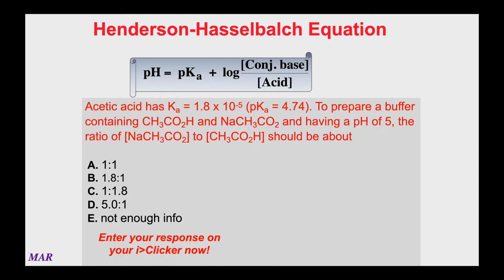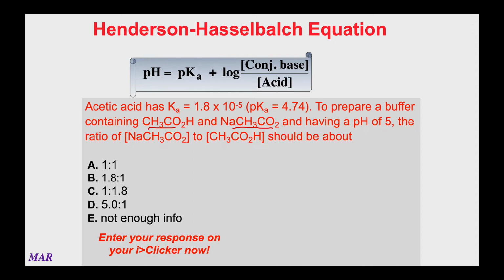Acetic acid has a Ka of 1.8 times 10 to the minus 5. Its pKa is minus log of 1.8 times 10 to the minus 5, which is 4.74. We're going to prepare a buffer with acetic acid and sodium acetate. So again, notice we have a weak acid and its conjugate base. And we want the pH to be about 5.